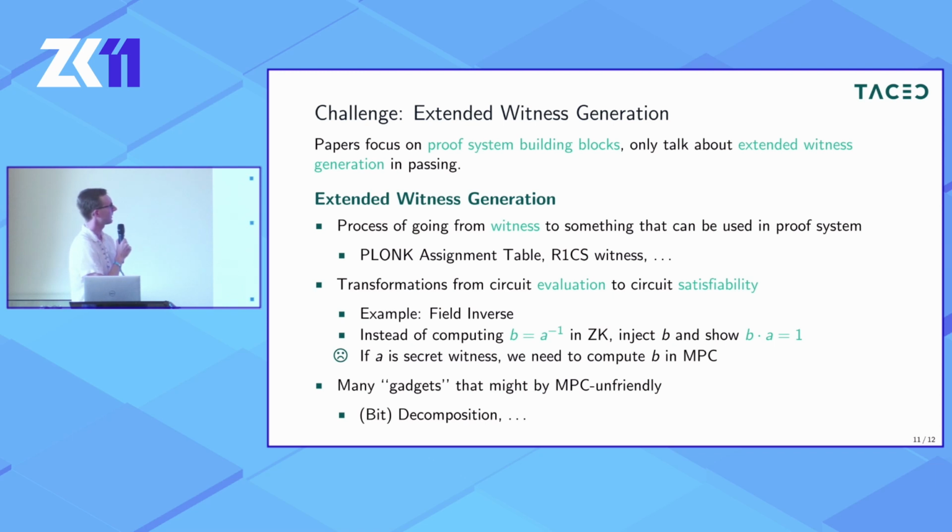Also, these witness transformations might include transformations from circuit evaluation to circuit satisfiability problems. For example, with the field inverse in zero knowledge, we usually don't compute this inverse directly, but rather inject the result and then just show that B times A is equal to 1. However, if this is a secret witness, we actually need to compute the B value in multiparty computation, and therefore we are going back again to circuit evaluation, which might be more costly for a lot of problems. And there might be many gadgets that are MPC unfriendly in this way.